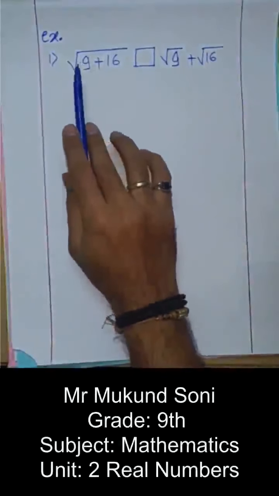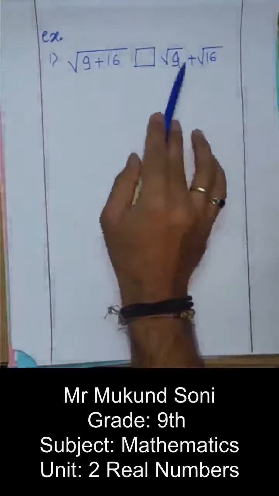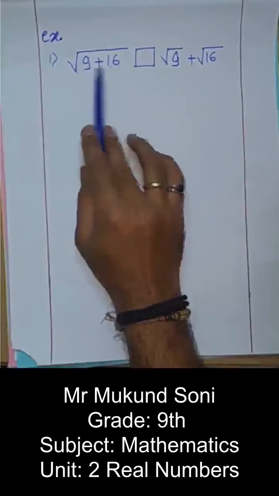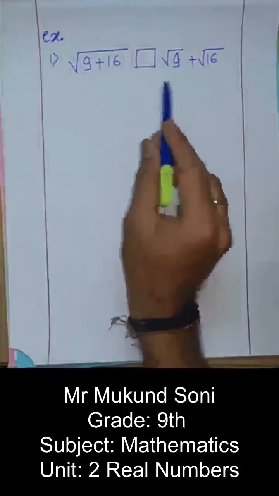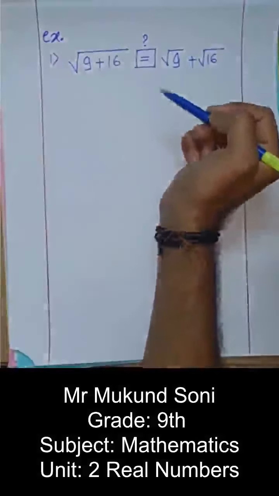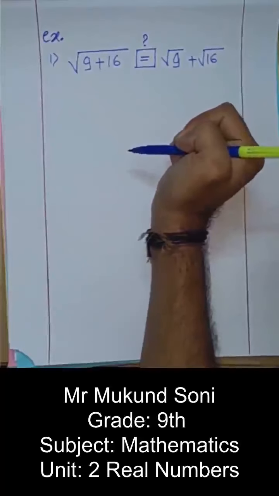So you may think, oh sir, this is just split over here. Root is just taken separately for this, and here the root is taken common. But what happens to it? Are they equal or not? Let's try finding the answer of this question.